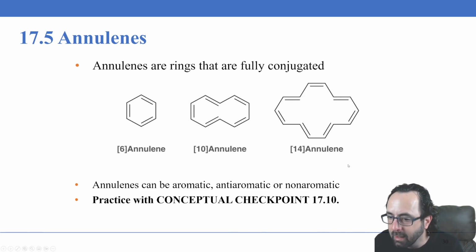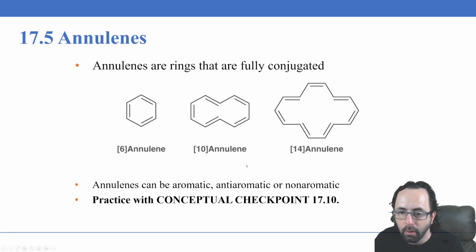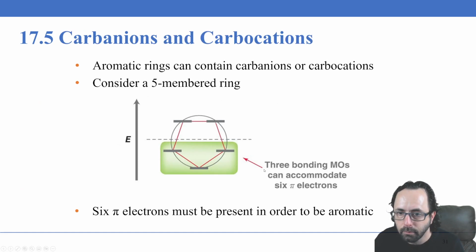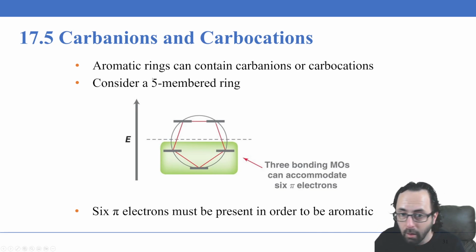Annulenes can be aromatic, anti-aromatic, or non-aromatic. We should apply our conditions that we saw here to determine whether they are aromatic, non-aromatic, or anti-aromatic. And that is to say also that aromatic rings do not have to be neutral. They can have carbanions or carbocations, and that may contribute to their aromaticity.